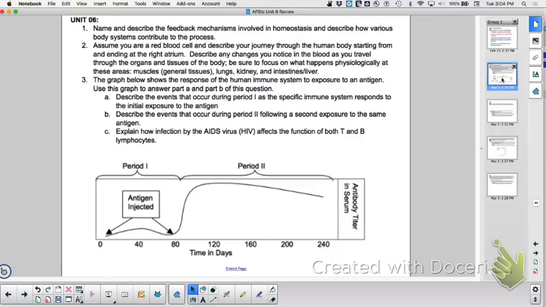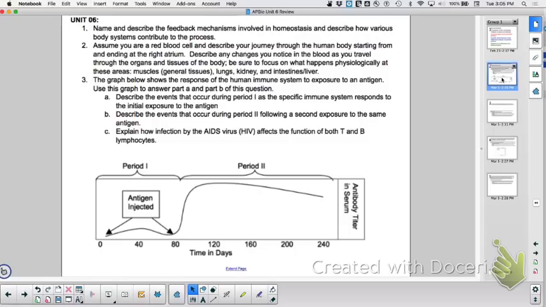This graph below shows the response of the human immune system to exposure to an antigen. Use this graph to answer parts A and B. Question A says, describe the events that occur at period 1 as the specific immune system responds to the initial exposure. So here at day 0, you've been exposed initially to the antigen. This is the second time. This is like you get a polio vaccine, and then you come in contact with real polio.